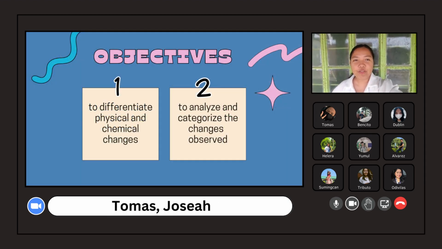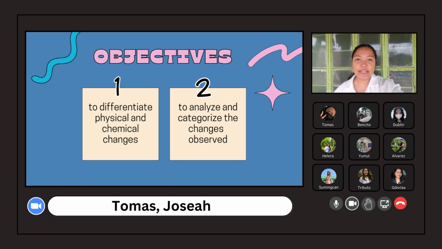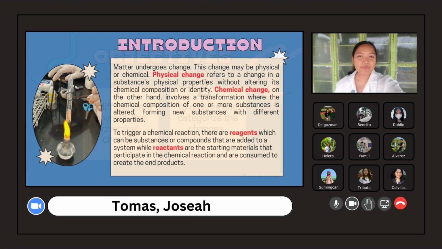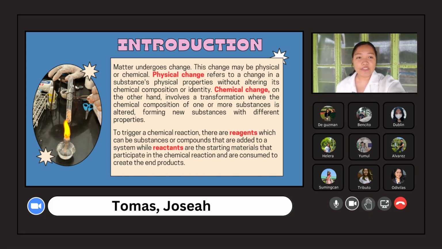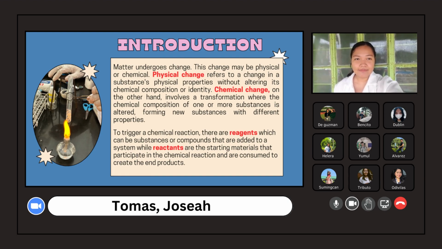To provide a better understanding of our observation, allow me to share the purpose of our experiment. Our objectives are twofold. Firstly, to differentiate between physical and chemical changes, and secondly, to analyze and categorize any changes that we may observe. Before we start with our experiment and observation, we want to give a brief knowledge about the differences between physical and chemical changes. What are the reagents and their difference from reactants?